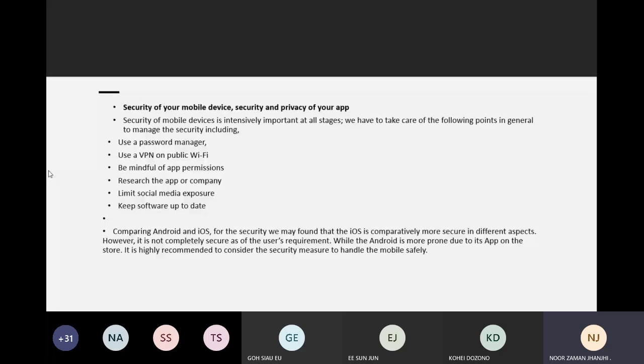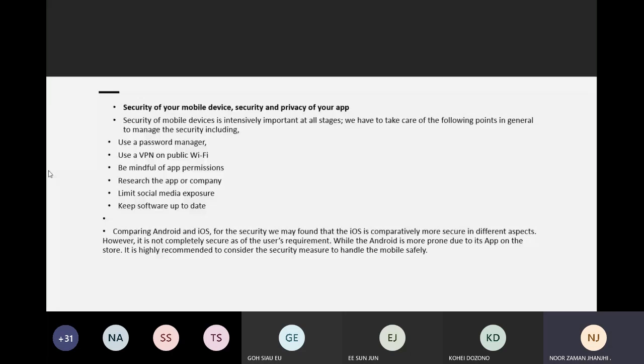At all of these stages, we have to take care. And how can we take care? We have to follow these general points. What are those points? Use a password manager. Use a very strong password. Use a VPN on public Wi-Fi. First, don't use public Wi-Fi. But if you are in urgent need, then please use a VPN, and only then connect to the open Wi-Fi.